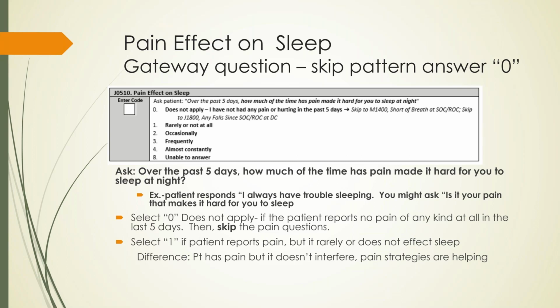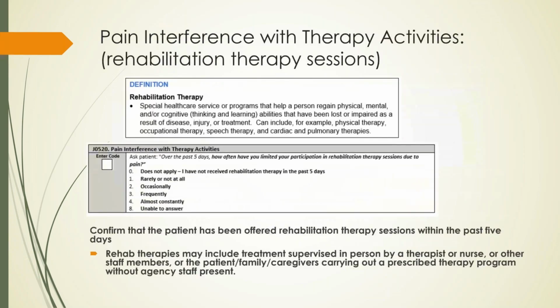Okay. All right, so we determined the patient might not have any pain around sleep. They do have pain, so you're going to go to the next pain question. And this one is in reference to rehab therapy. So they want to know, in the last 5 days, have you had any pain? Has it limited your ability in attending rehab sessions? So the definition of rehab sessions for this purpose is healthcare services or programs that help a person regain physical, mental, and/or cognitive abilities that have been lost or impaired as a result of disease, injury, or treatment. So we're talking about PT, OT, ST, cardiac rehab, pulmonary rehab, so whatever kind of therapy they might be going to.